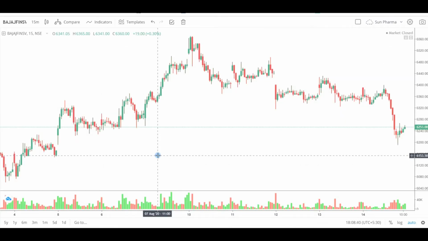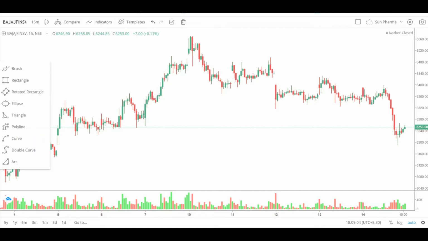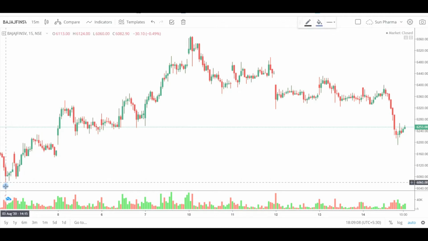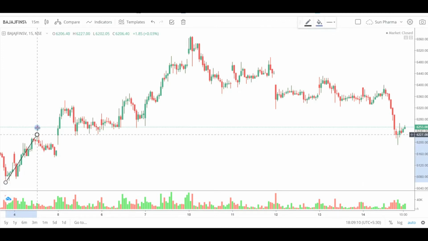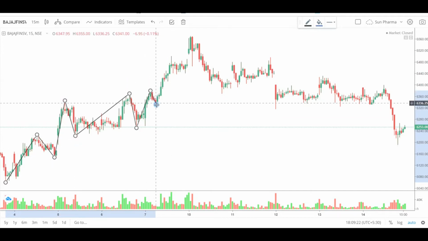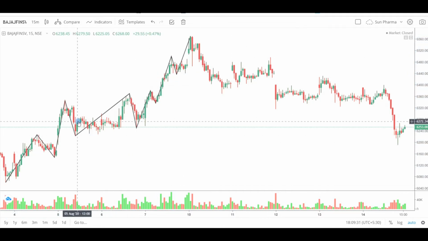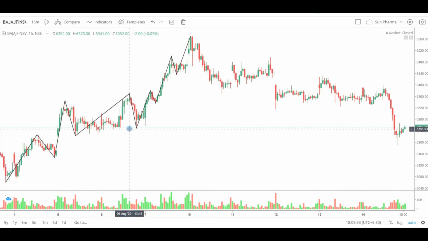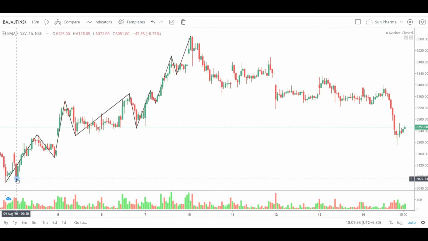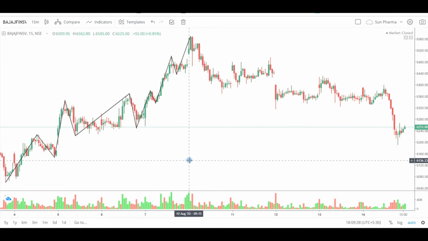I am making this video on the 15-minute chart of Bajaj Finserv. Bajaj Finserv was in a good uptrend with higher high, higher low, higher high, higher low. So this was a good uptrend on the 15-minute chart and it lasted for almost 5 days.